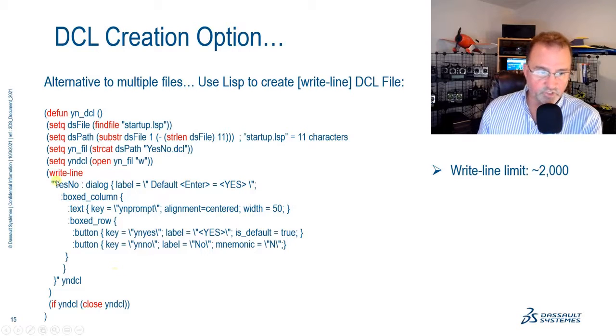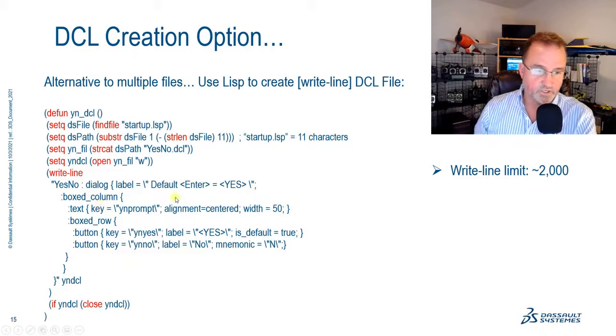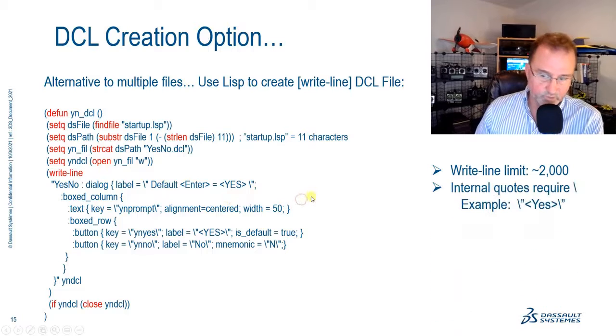Now there's some limitations. Whenever I use the writeLine function within this program, I can only write about 2,000 or so characters per writeLine. So if the DCL is really long, I basically break it into chunks and use multiple writeLines. So typically not a problem, but just something to keep in mind.